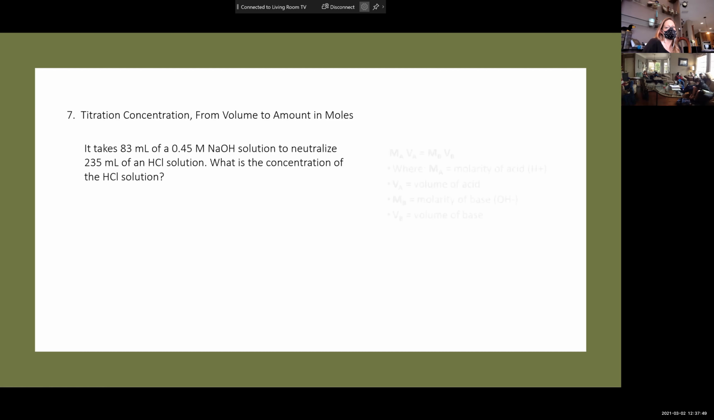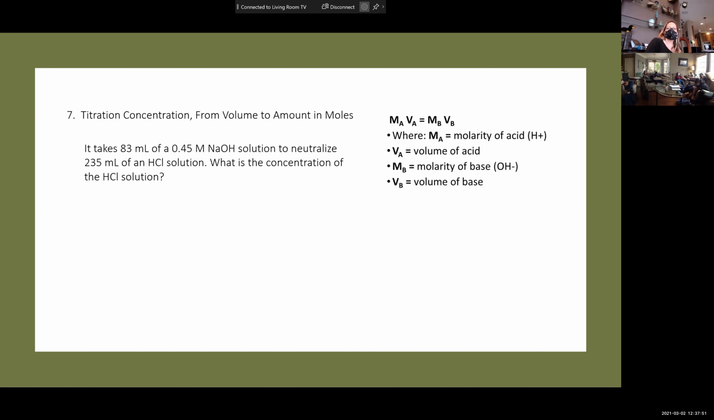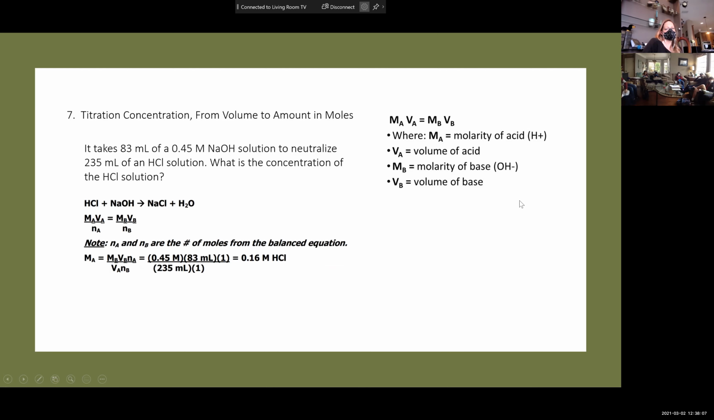Okay, so what do we do here? We need the equation for Ka. All right. Or you can use this here. You've got moles of your acid times volume of your acid should equal moles of your base times volume of your base. That's not what we use. Okay, well, did you get something similar?